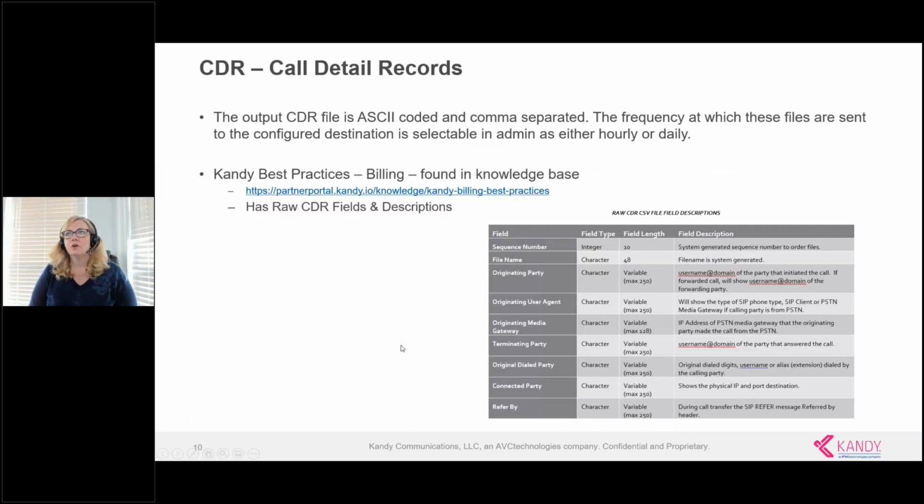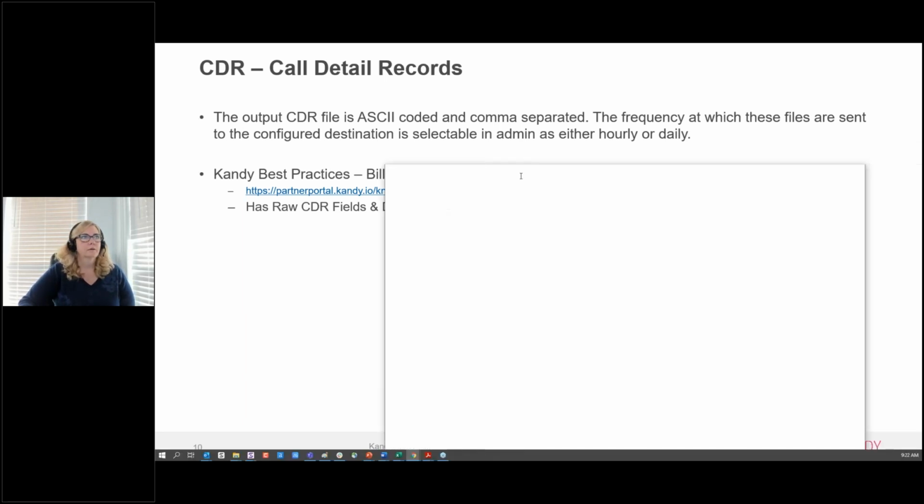All right, so in call detail records, this is outputted into an ASCII, comma separated file, and they're sent either hourly or daily based upon what you've set up in the Sftp. And I believe for every site, you will have an additional file for them. And I have created within the partner portal, in fact, I'll drag it over here.